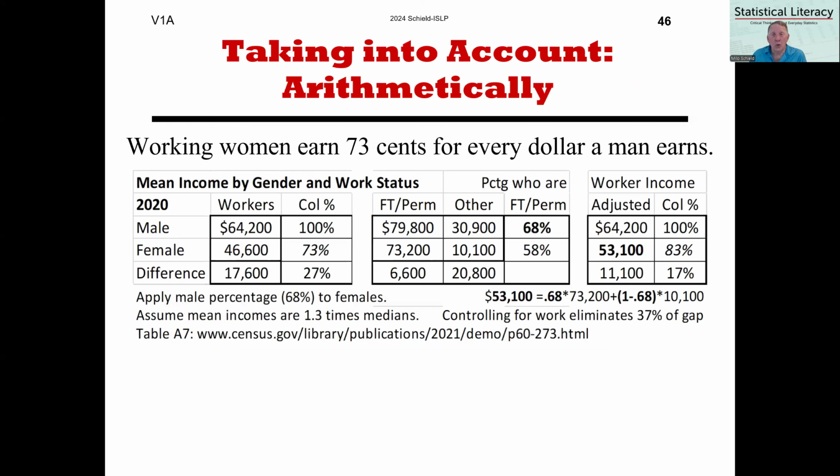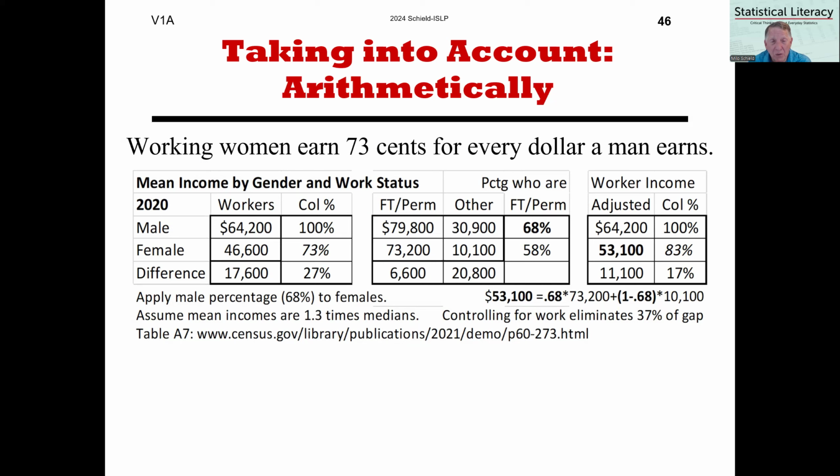Now, how do my students take something into account quantitatively? They do it using weighted averages. Consider the claim, women earn 73 cents for every dollar a man makes. On the far left side, we have men making 64 grand, women making 47 grand. And 47 is about 73% of 64.2. That's where the 73 cents for every dollar a man makes comes from.